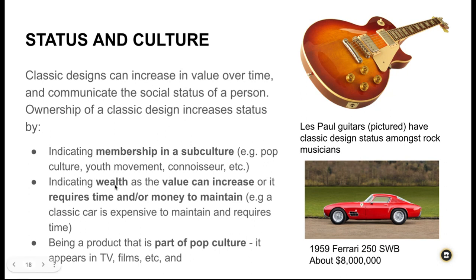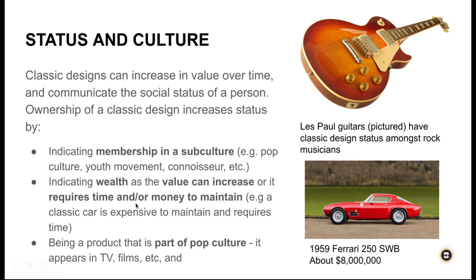It can also indicate wealth for a couple of different reasons. One is, it could just be like this 1959 Ferrari, which is worth $8 million. By owning it, you're saying I can afford it. Or you're saying I can afford to have an old car or something old where I have to put a lot of money into it to keep it going all the time.